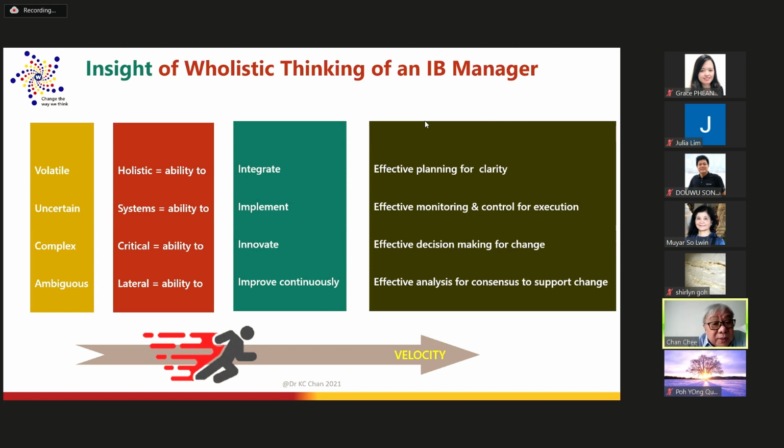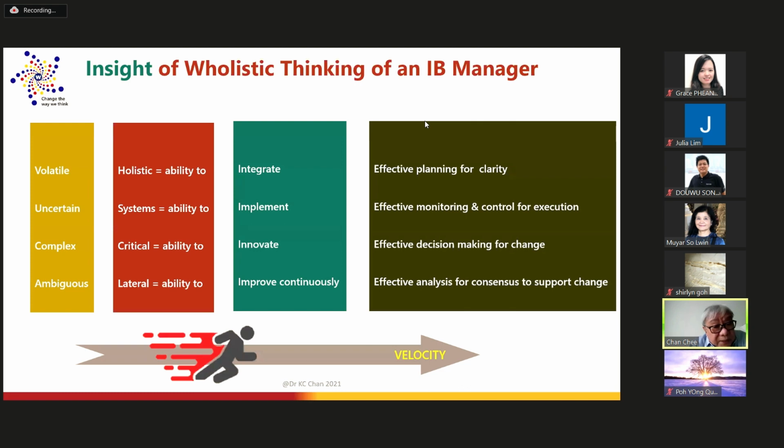They must be able to tell me, in a volatile environment, you need to have the ability to integrate. Because why? With the ability to integrate, it will help us to enhance effectiveness in planning to achieve clarity. In the uncertain environment, you need systems thinking to implement, because why? This gives us effective monitoring and control for execution.